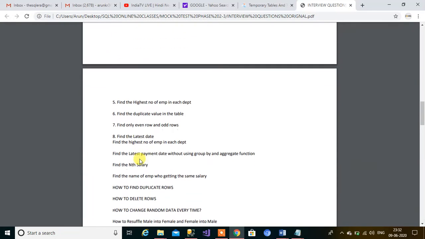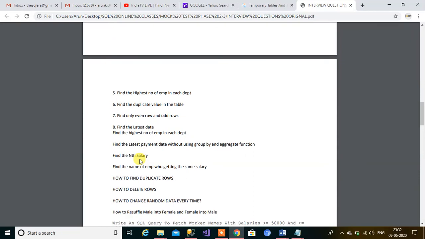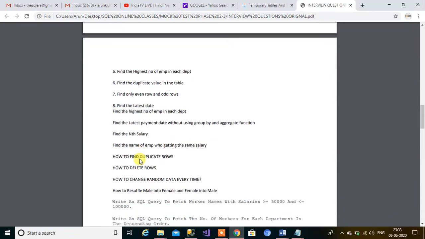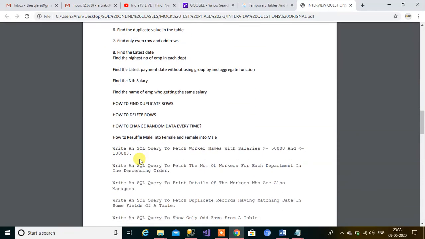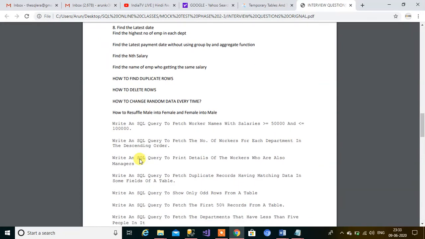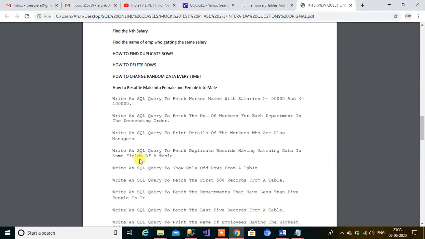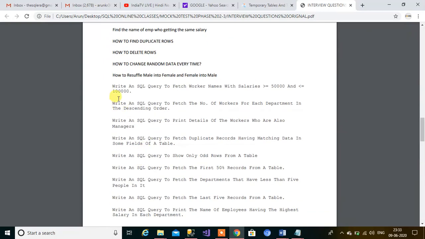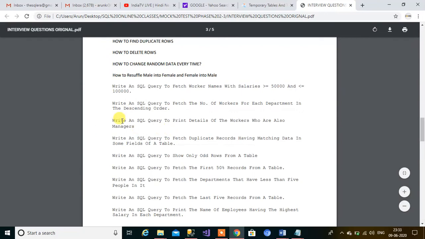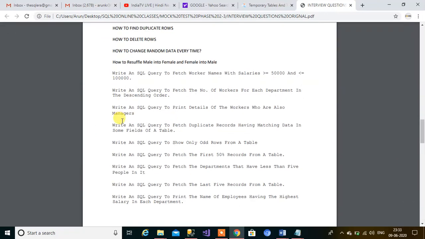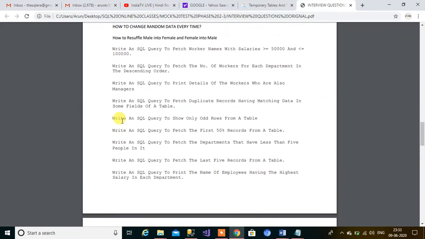Find the latest date, find the duplicate values in the table, how can you remove the duplicate values, how can you find even rows and odd rows, how to find duplicate rows, how to delete rows, how to change random data every time, how to reshuffle male into female and female into male. All these are very important. Try to solve them one by one. Also these queries: write an SQL query to fetch worker names with the salary, and write an SQL query to fetch the number of workers for each department in descending order. So try to solve it.